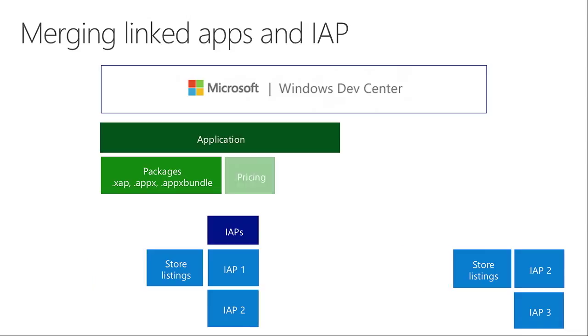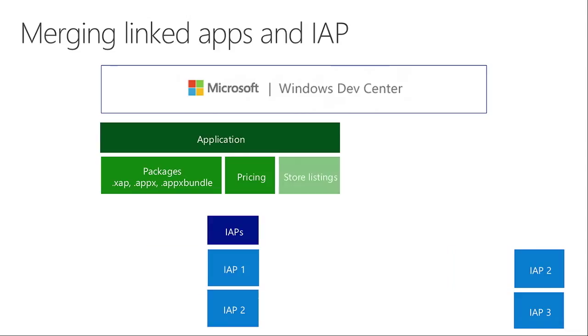The pricing we merged. Store listings as well. Now with the in-app purchases, it's slightly different, because the phone had this whole thing where you could list in-apps together with your desktop as well. So you can see I've got in-app 1 and 2, and I also linked my in-app purchases here as well. So the two were linked, and then I've got 3 on its own on the desktop. IAP2 is the same one, but then there's a unique one that was on the desktop.